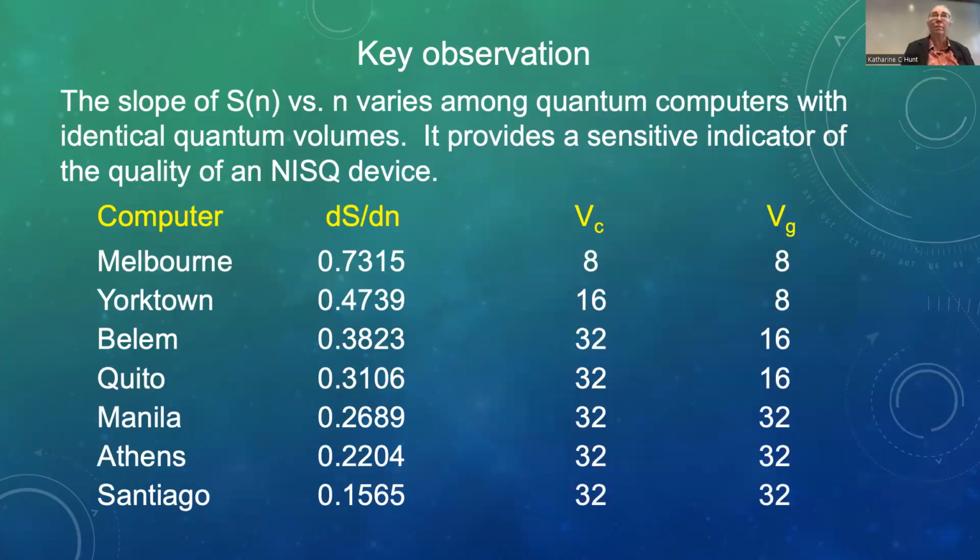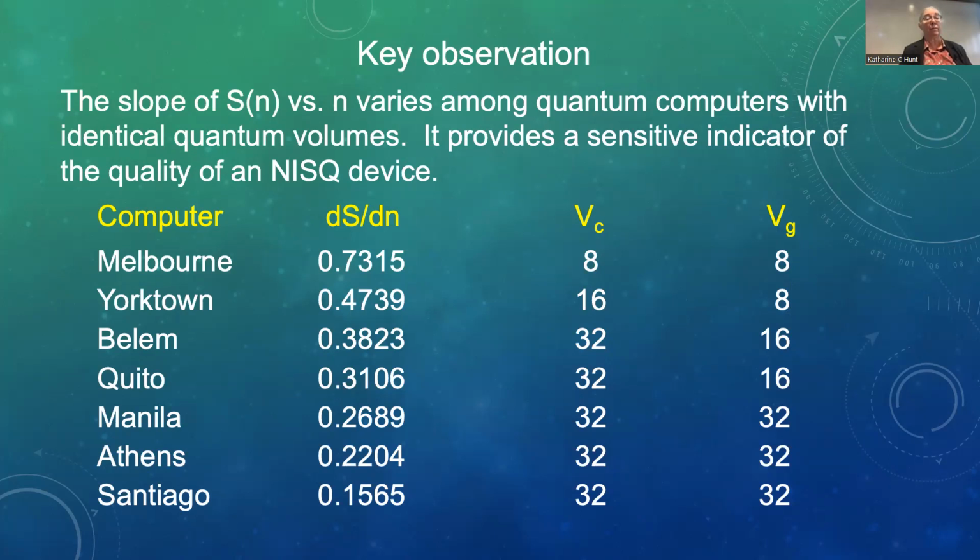I think the most important observation out of this is that the slope of S actually varies among quantum computers, and it is different for computers that have the same quantum volume. Quantum volume is the thing that's normally used as an indicator of the quality of the quantum computer. But the slope of the entropy will differentiate among computers.